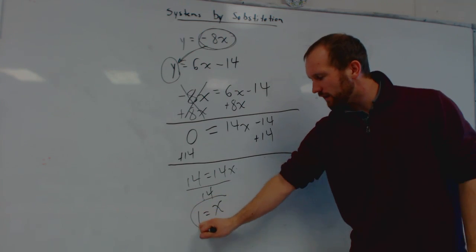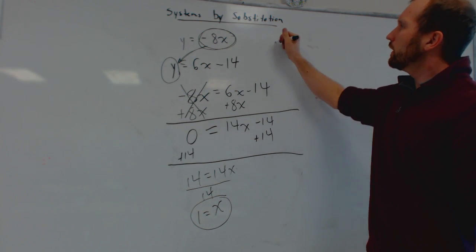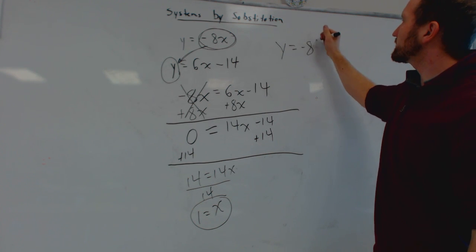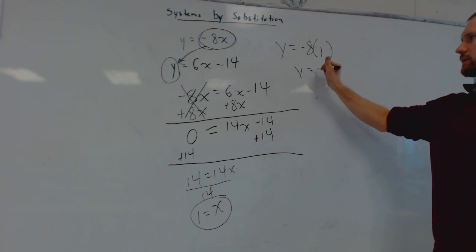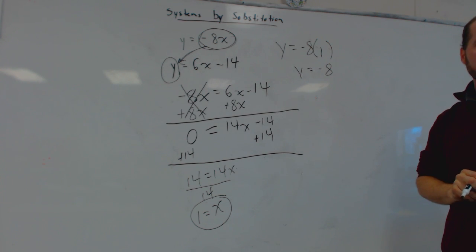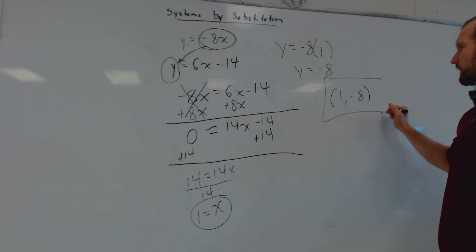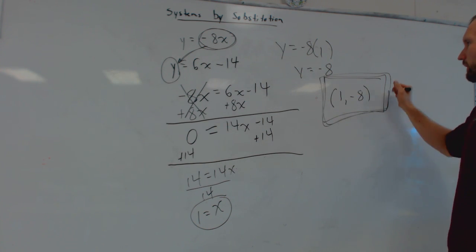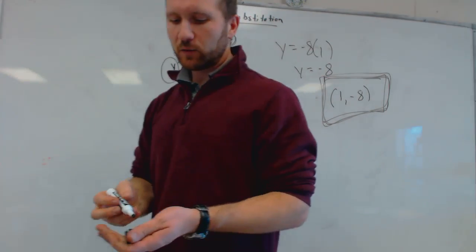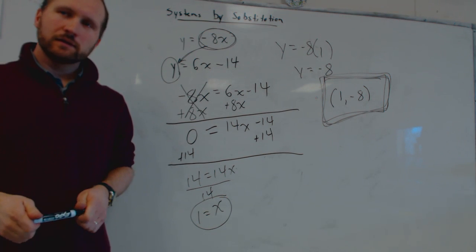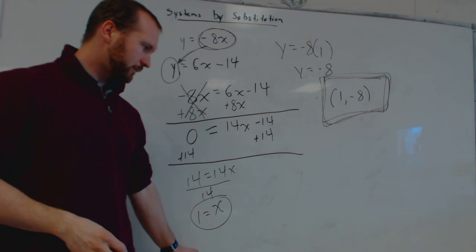So if x is 1, what is y? Negative 8x. Y equals negative 8 times 1. So y is negative 8. So our point is 1 comma negative 8. And that's the thing you're going to put a big old box around on your homework. All right, questions? Pretty straightforward? Substitution method? Good.